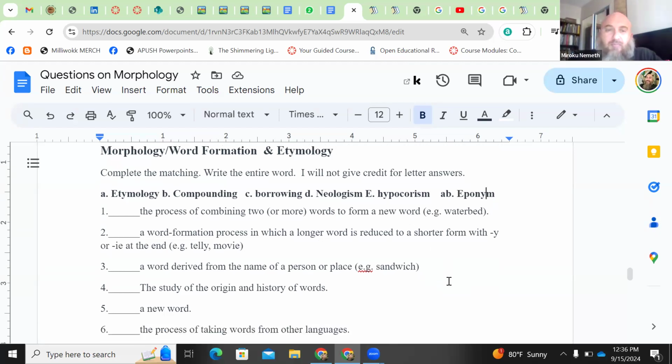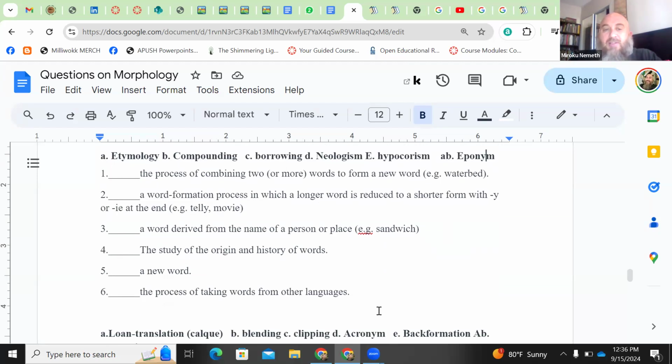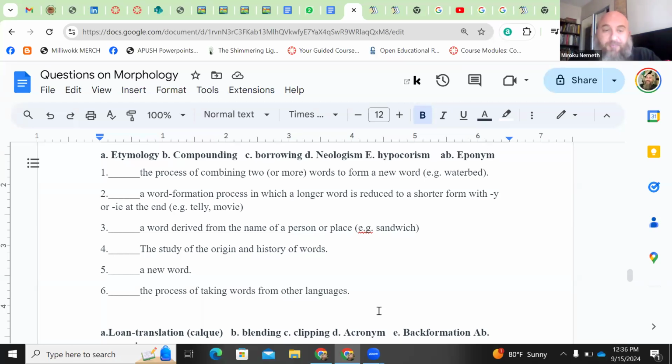But eponymous can also mean, like, Odysseus, the eponymous hero of the Odyssey. It's named after him, right? That's also eponymous. The study of the origin and history of words is etymology. A new word is a neologism, and the process of taking words from other languages is borrowing.